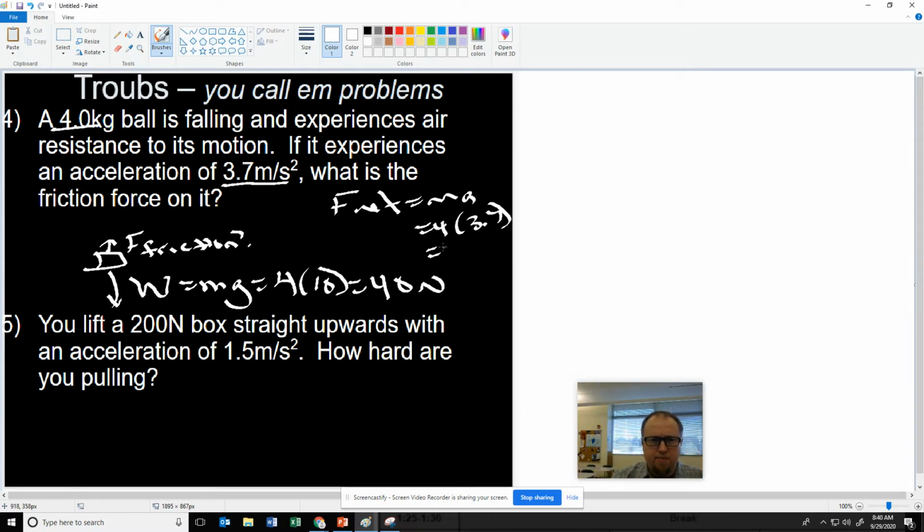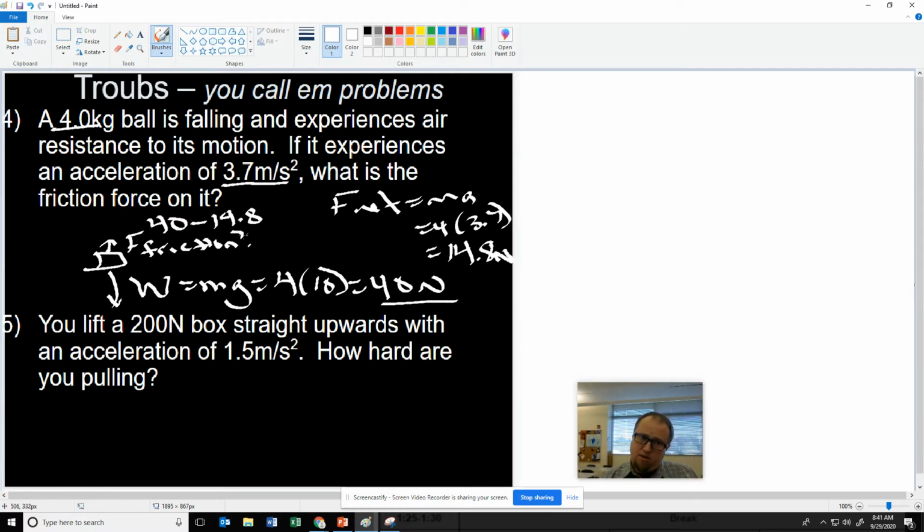The temptation will be right now to just say, yay, 14.8, I got it. No, stop. 14.8 newtons is your net force. That net force tells you how different they are. If it's 40 newtons going down and this one's smaller, that means the friction force is 40 minus 14.8.